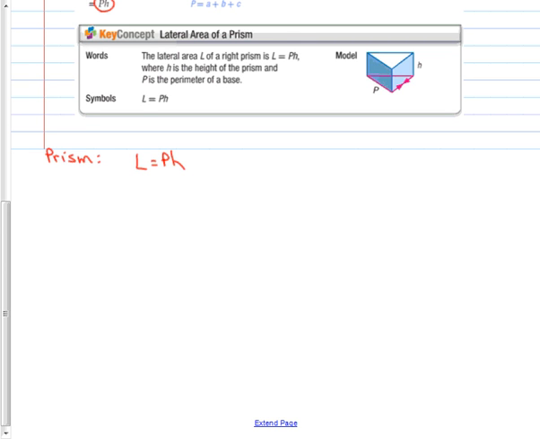Perimeter means the perimeter of the base, and H is the height. Now we need to make sure we know the height. Our height is very similar to the parallelogram height, or the trapezoid height. It's going to be the distance between my parallel sides on a trapezoid. And on my prism, the perpendicular distance between the bases is going to be my height.